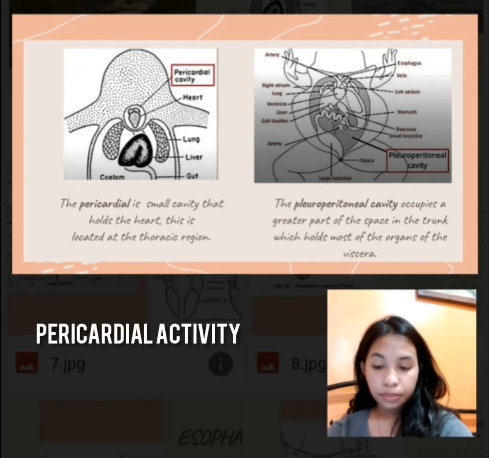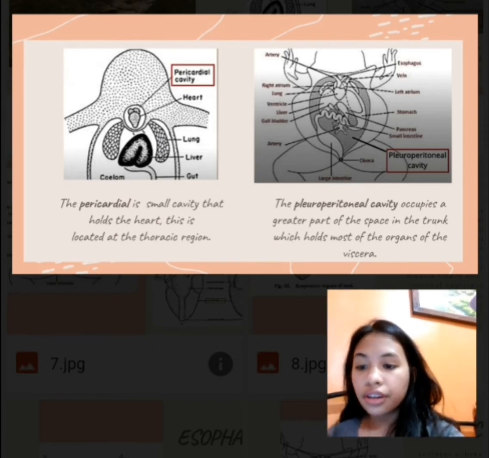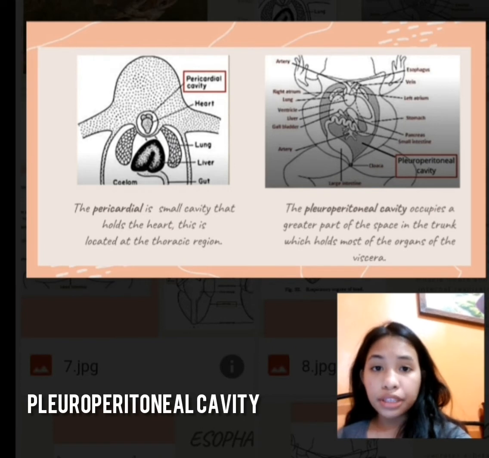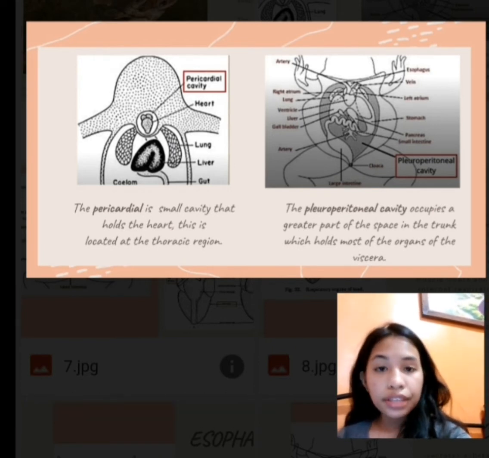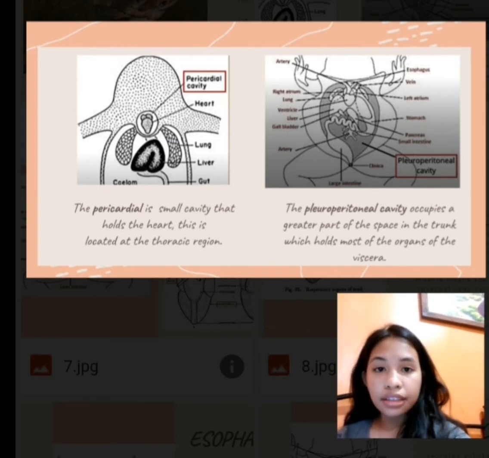The pericardial is a small cavity that holds the heart, located at the thoracic region. There are 2 peritonea that can be found in this cavity. The pleuroperitoneal cavity occupies a greater part of the space in the trunk, which holds most of the organs of the viscera such as stomach, intestine, liver, pancreas, lungs, reproductive organs, spleen, and other less conspicuous organs.